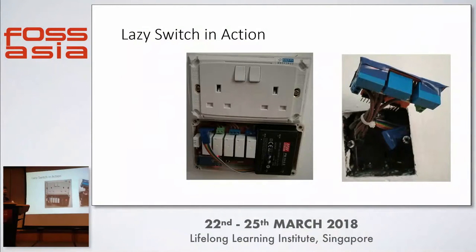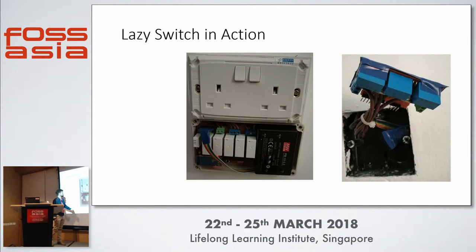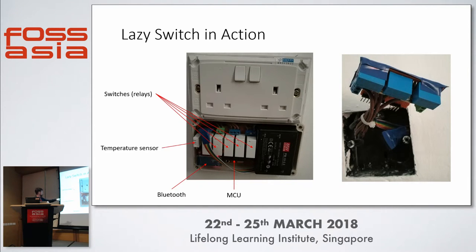However, in my case, I was not so lucky, so I had to hack all the plugs. You can see here that I put a lazy switch for this plug, and also added some switches for the light. In this case, I have the microcontroller inside, and I can control five relays. I have a Bluetooth connection to the server, and I also have a temperature sensor. There I have another three switches that are controlling the lights, and they are linked to this one here.